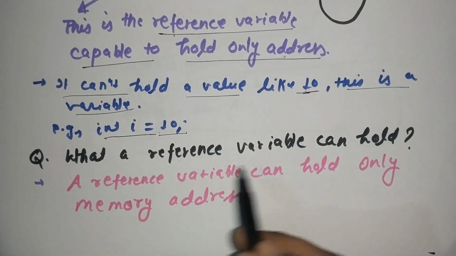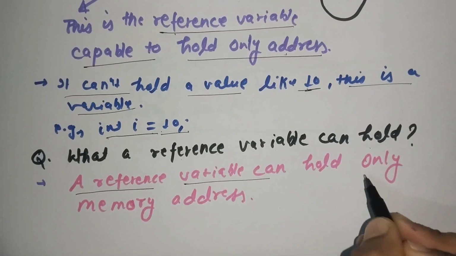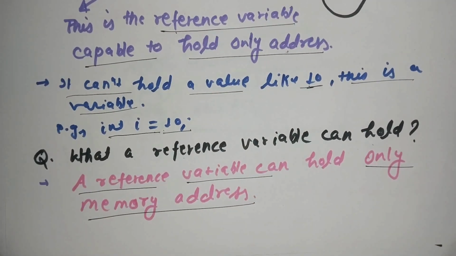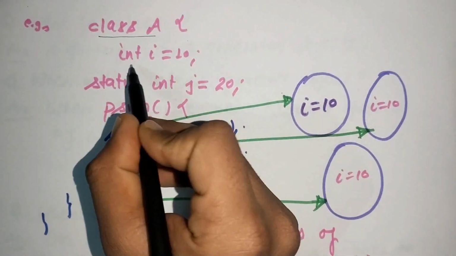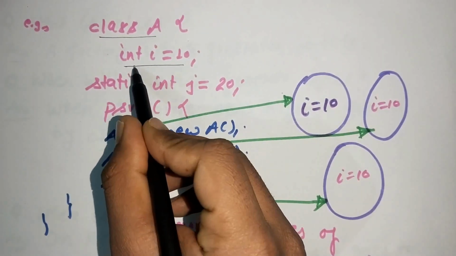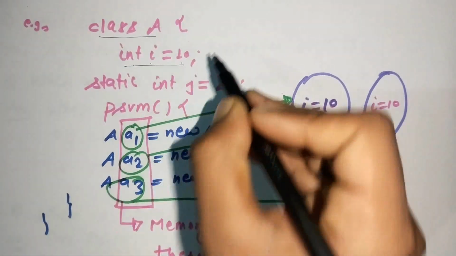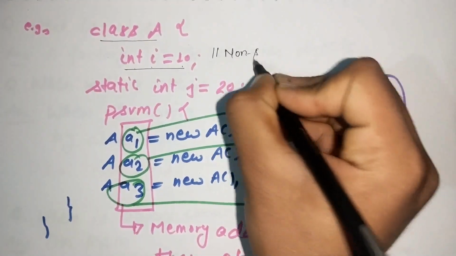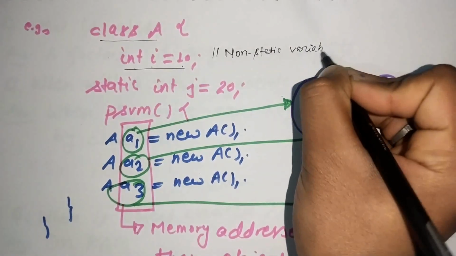What can a reference variable hold? A reference variable can hold only the memory address of the object. As an example, in class A, I created a variable equal to 10. I created a variable and also initialized its value. This is a non-static member, a non-static variable.